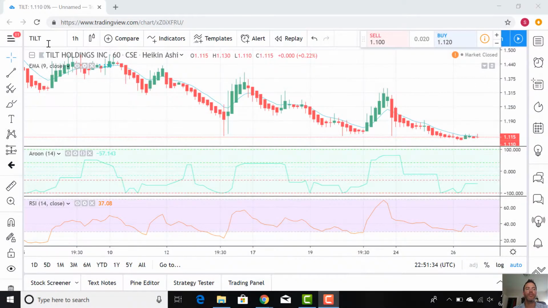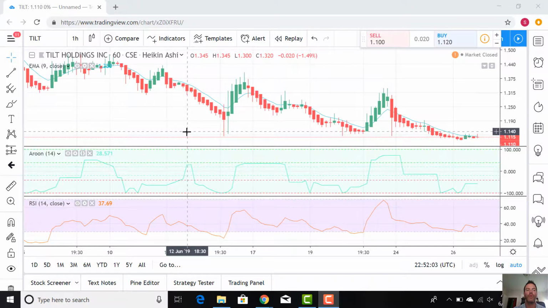But let's jump over to the pricing chart now. So you'll see we're looking at TILT. We're looking at the hour chart, and then it's listed on the CSE. Again, looking at our Heikin-Ashi, really easy to see downward trends in red and upward trends in green. We also have an EMA, exponential moving average, our AROON, and our RSI, the relative strength index. These are all indicators we've used previously, so you should be pretty comfortable with them.